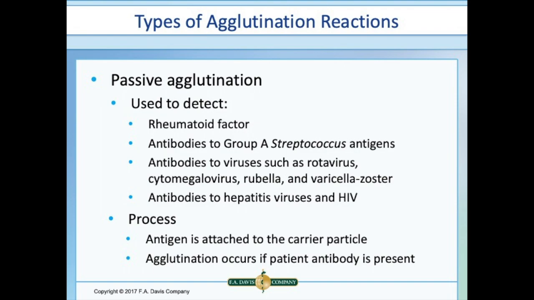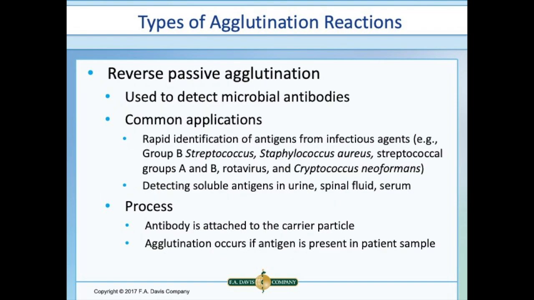So the process is that since the antigen is not normally found on surfaces, the reason why we're using latex particle, forgive me for that confusion, is because again, antigens are not normally found on surfaces. Okay, so you need an indicator. Okay, so here the antigen is attached to a carrier particle. Agglutination occurs if patient antibody is present. Okay, which is the exact opposite of reverse passive agglutination.